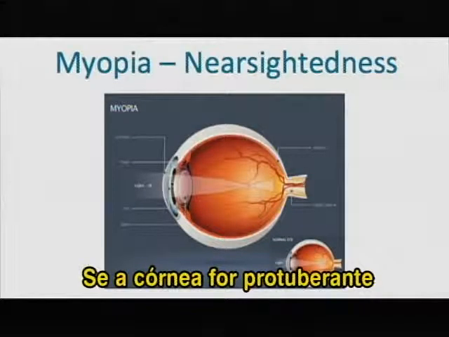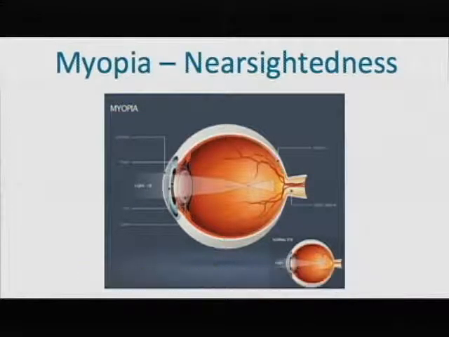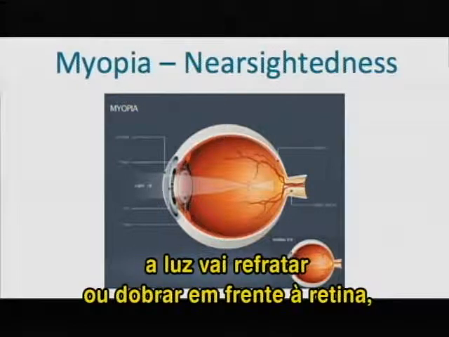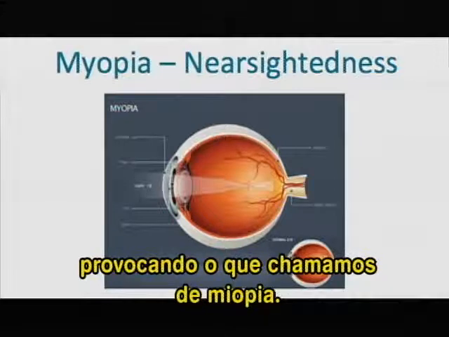If the cornea bulges too much, or if the eyeball is slightly longer than normal, what happens is that light will actually refract or bend in front of the retina, causing what's called nearsightedness or myopia.